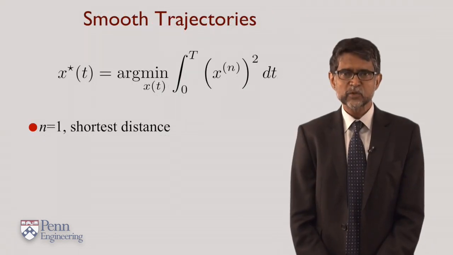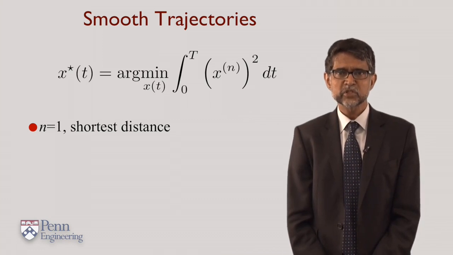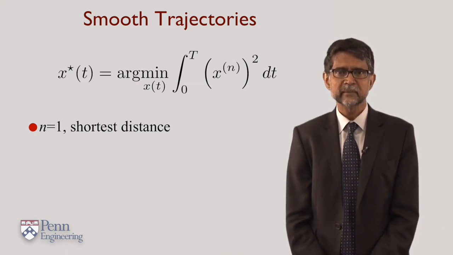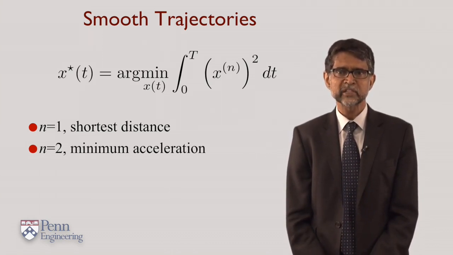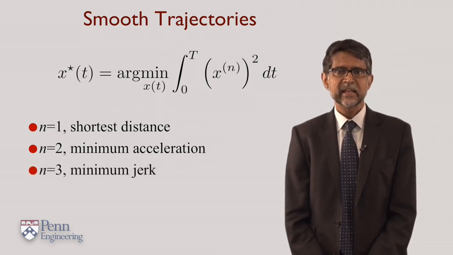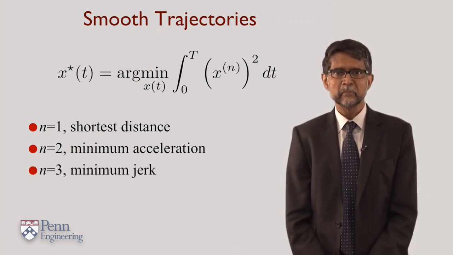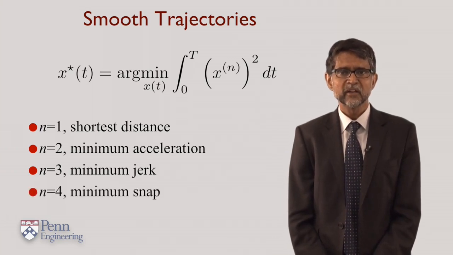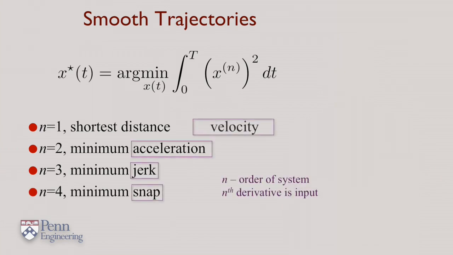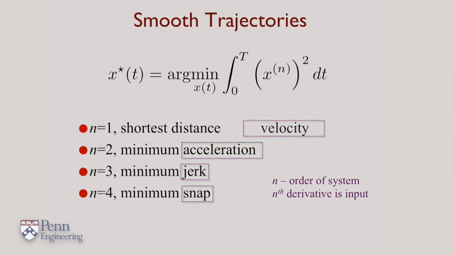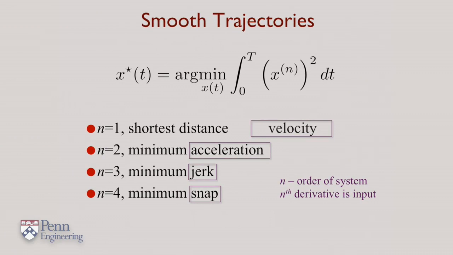If you take n equals 1, as we've seen, we get the shortest distance curve, the straight line. N equals 2 corresponds to minimizing a functional that involves the square of the acceleration. N equals 3 involves minimizing the square of the jerk. N equals 4 involves minimizing the snap. Accordingly, we get the minimum velocity trajectory, the minimum acceleration trajectory, the minimum jerk trajectory, and the minimum snap trajectory.